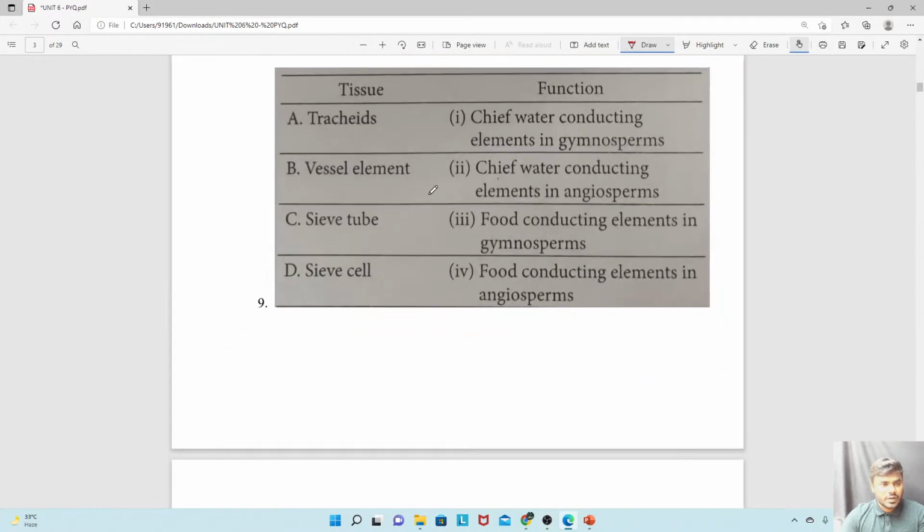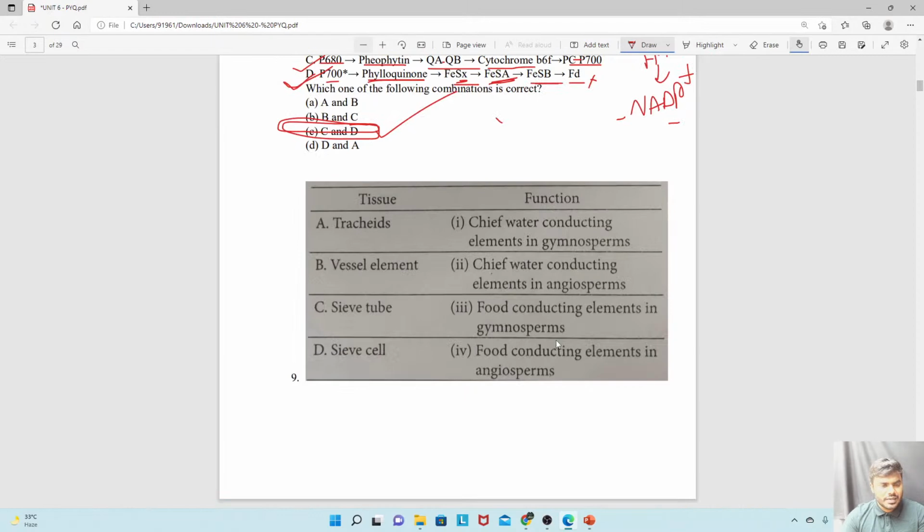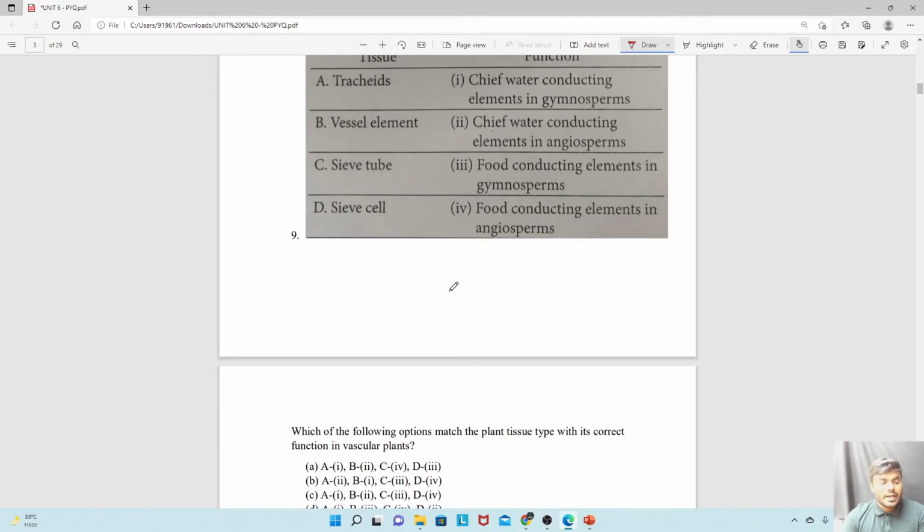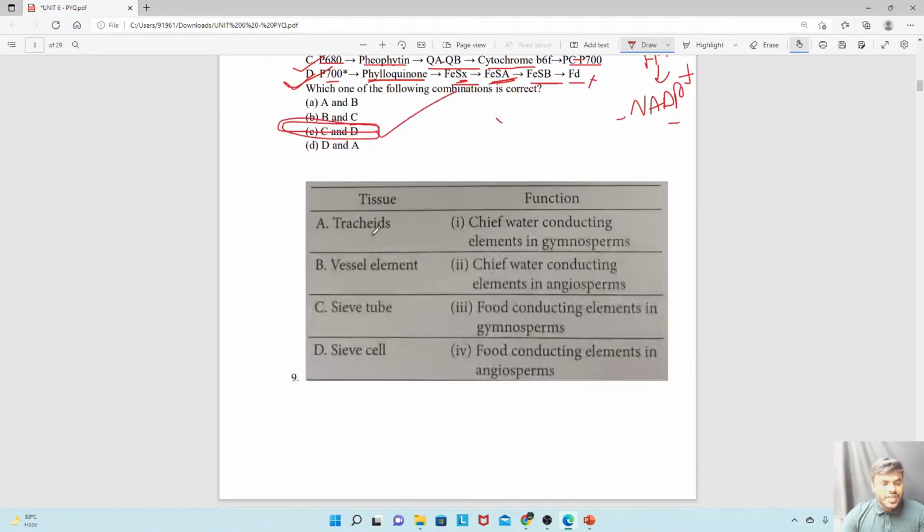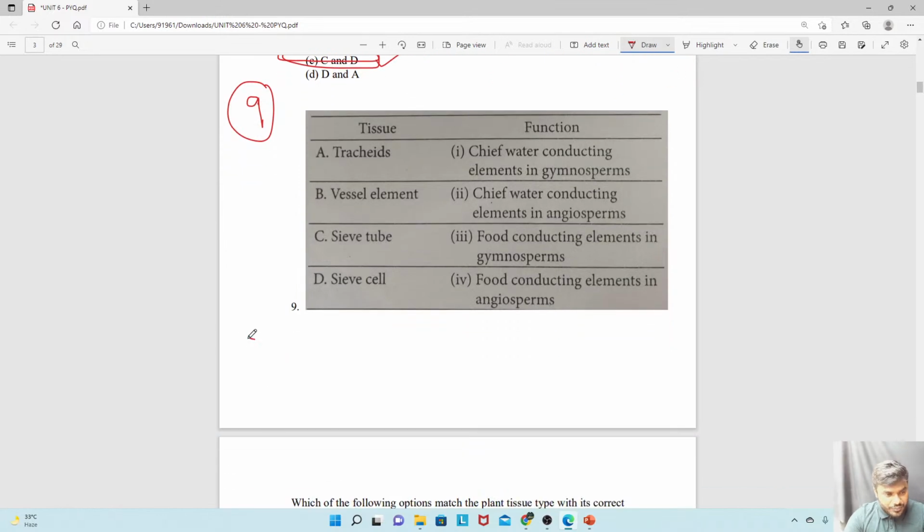Perfect, perfect. Okay, just a moment. Yes, friends, question number 9. First you look into the question, then I will show you the options. Otherwise, just give me a moment. I will write the options here itself so that you people don't get confused.